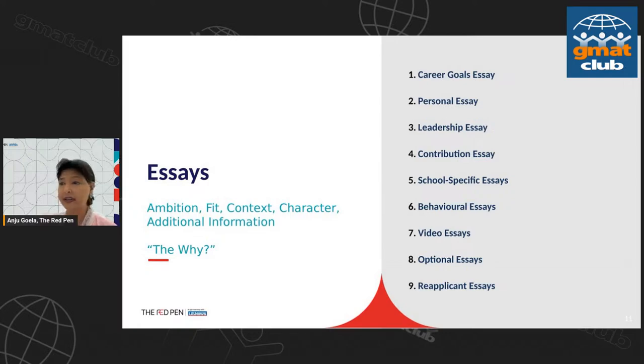Let's talk about the different kinds of essays that schools have. The most common and most popular essay is the career goals essay. Okay, so the career goals essay: describe your post-MBA aspirations and how the MBA will help you achieve them. A lot of schools have career goals essays. Schools like Booth, CBS, Wharton have career goals essays, right?